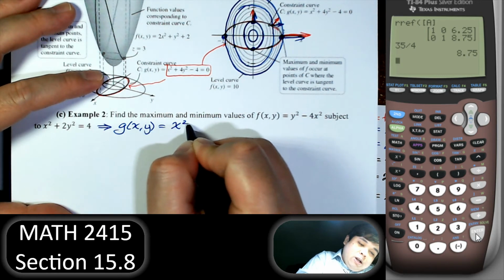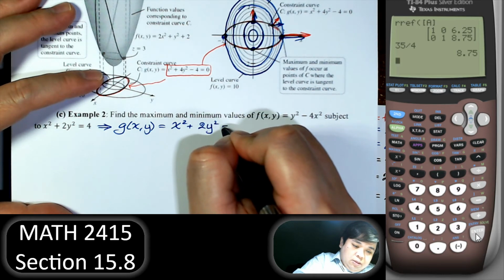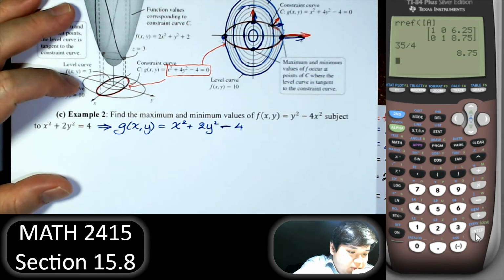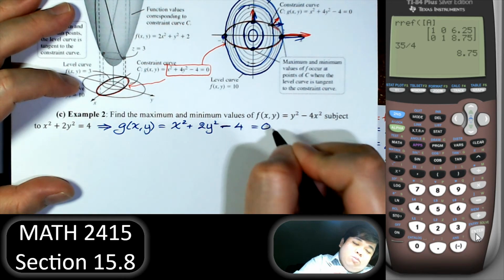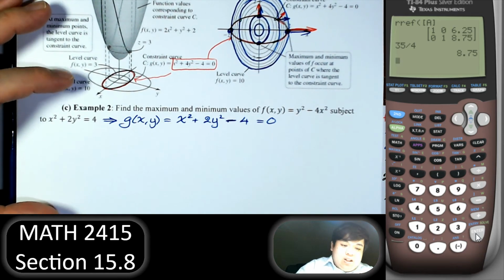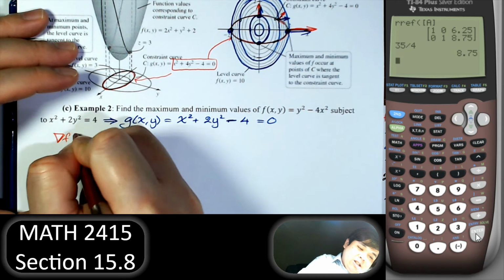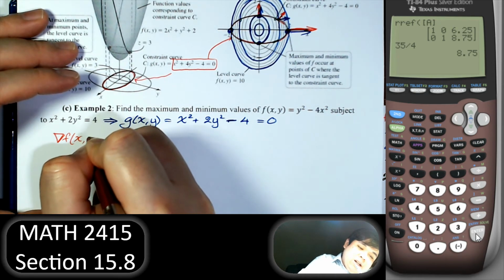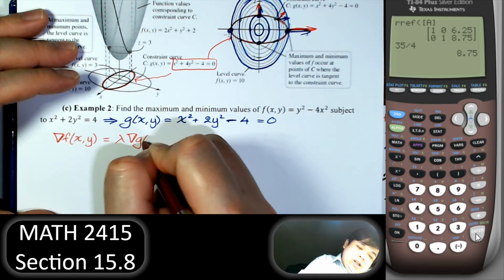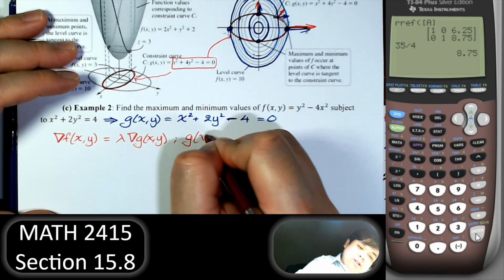x squared plus 2y squared, subtract 4. Yeah, g of x, y should be equal to 0. Right. Now we will write the system. Of course, I'm not going to just write that again. It doesn't hurt. So the gradient of f must be a multiple of the gradient of g. And then we have the constraint itself.